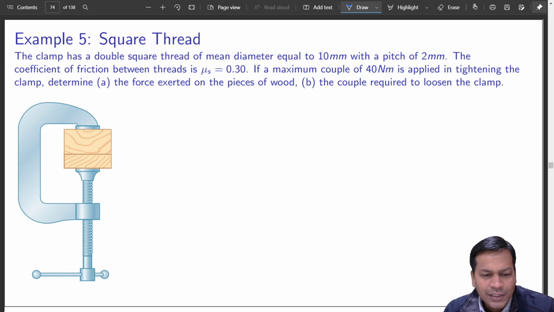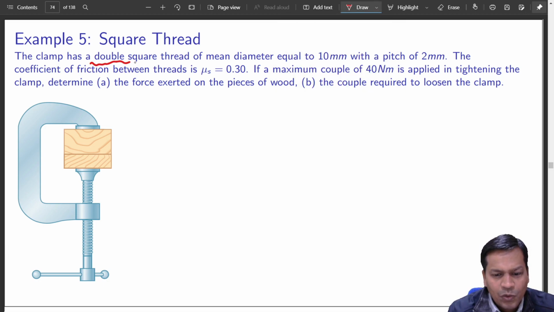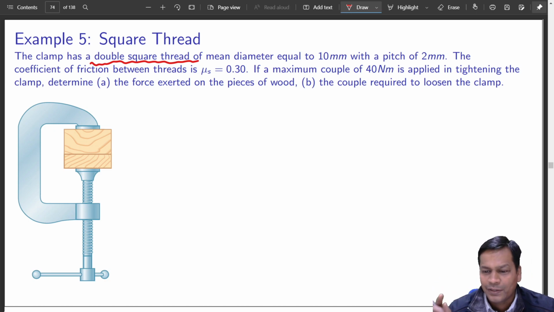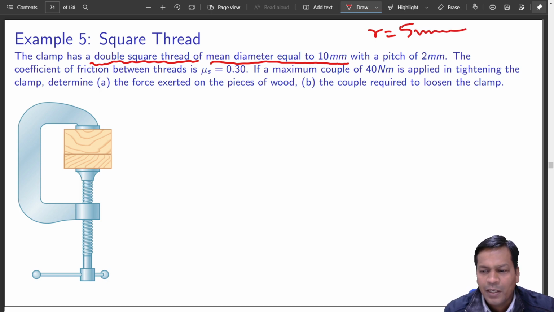So this clamp has a double square thread. Things to be noted since the beginning: this is a double square thread, that means it has two threads. And mean diameter, it is not mean radius, it is mean diameter. So R will be equal to 5 mm. Pitch is 2 mm, and it is a double sided thread. So how much will be L? 2 into the pitch, so it is 4 mm. Very good. So you can grasp it thoroughly.